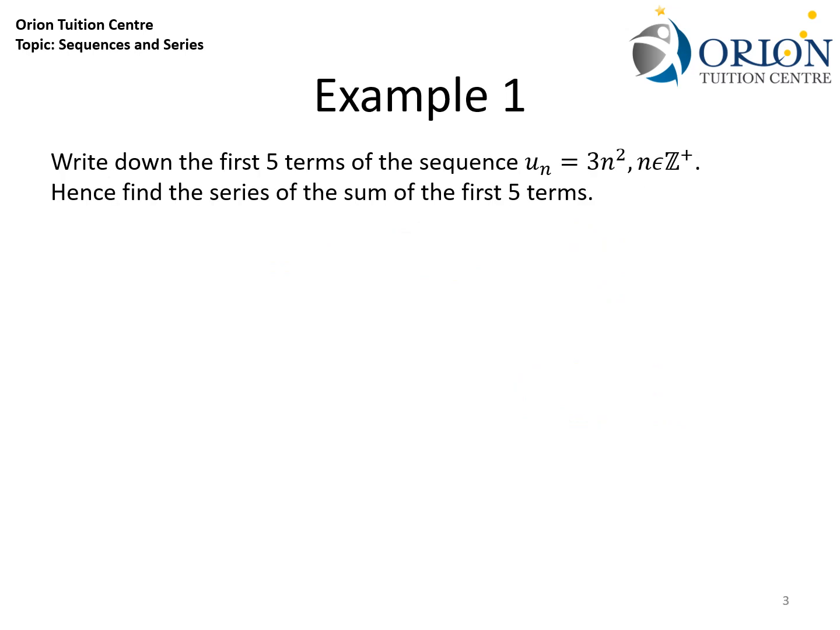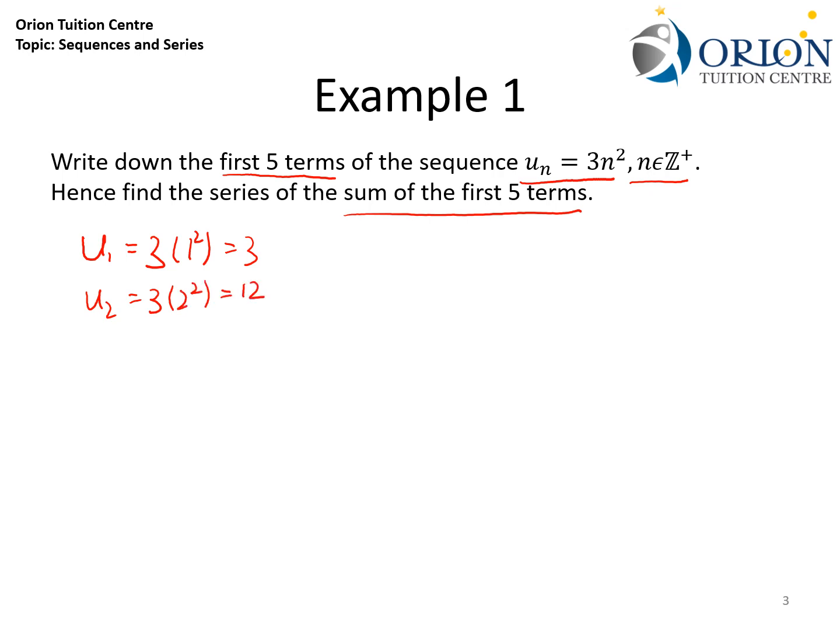In example 1, we are asked to find the first 5 terms of the sequence Un equals 3n squared, where n is all positive integers. And thereafter, we will have to find the sum of these 5 terms. So U1 will be equal to 3 times 1 squared, which is 3. U2 will be equal to 3 times 2 squared, which is 12.